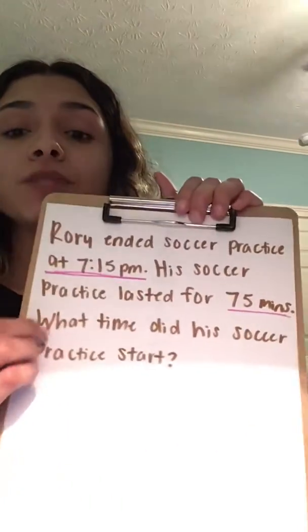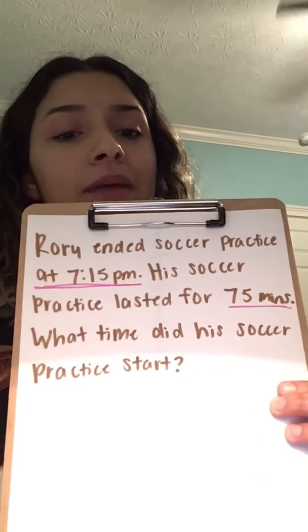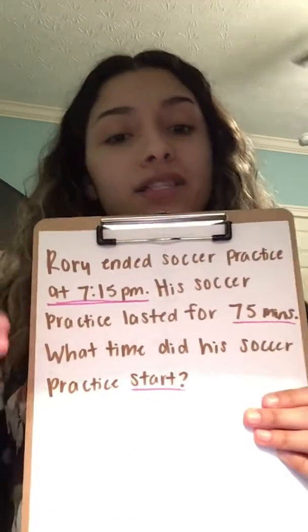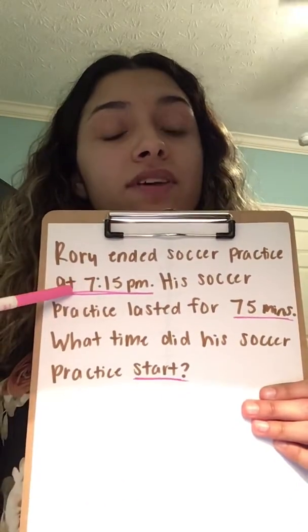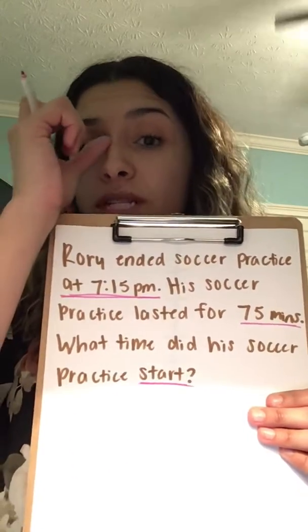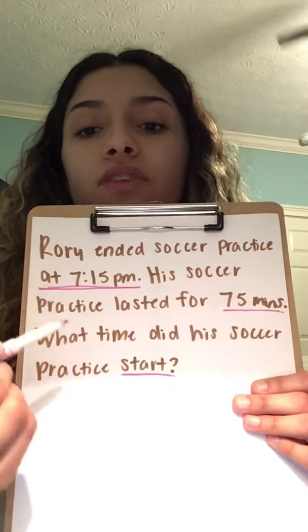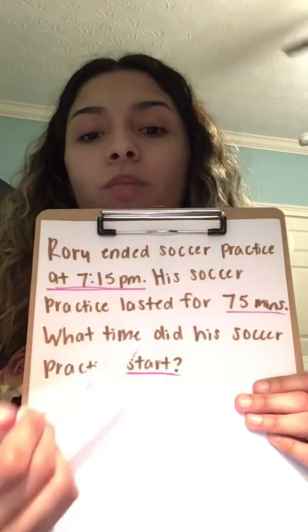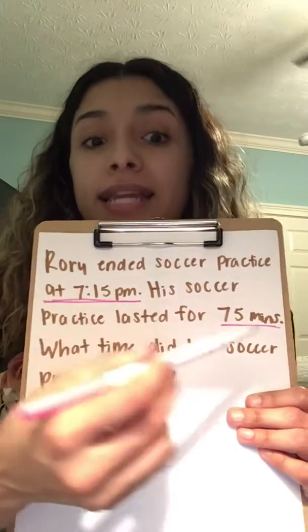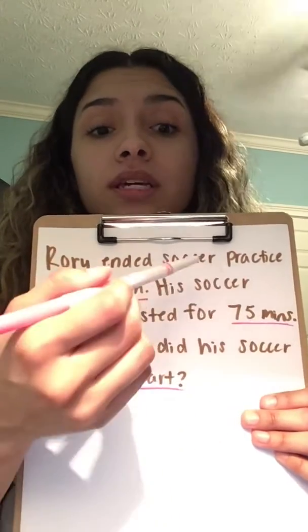And then the very last part of my problem is: what time did his soccer practice start? I'm going to underline that too. That's what we're looking for. We're wanting to find the time that his soccer practice started. We are given the time that it finishes, but we don't know what time it starts. So we're going to use our number line so that we can use elapsed time to help us find out what time it started, just by using the time that it ended and how long this event actually lasted.